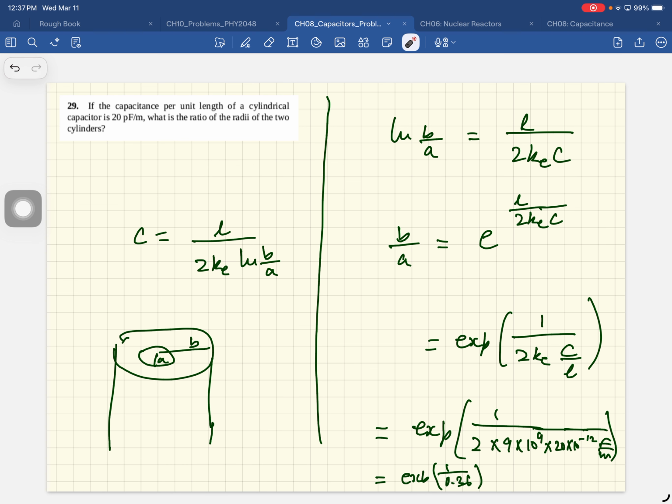So let's see. Okay, so this is 16.1. Okay, so this radius is 16 times greater than that radius. Okay.